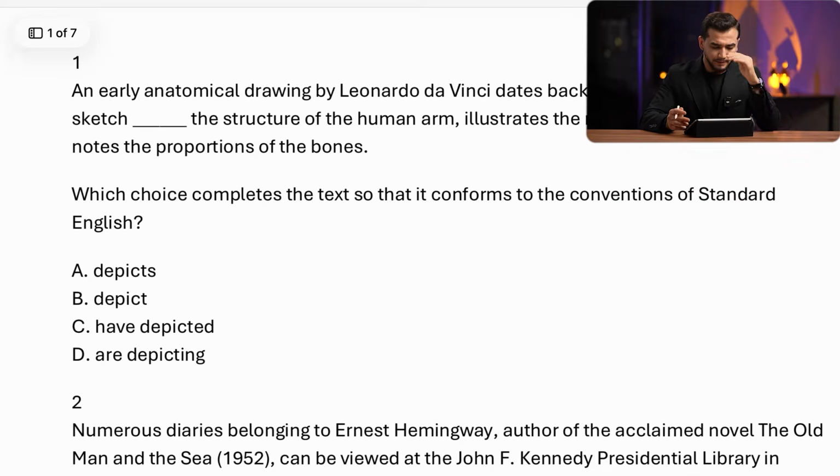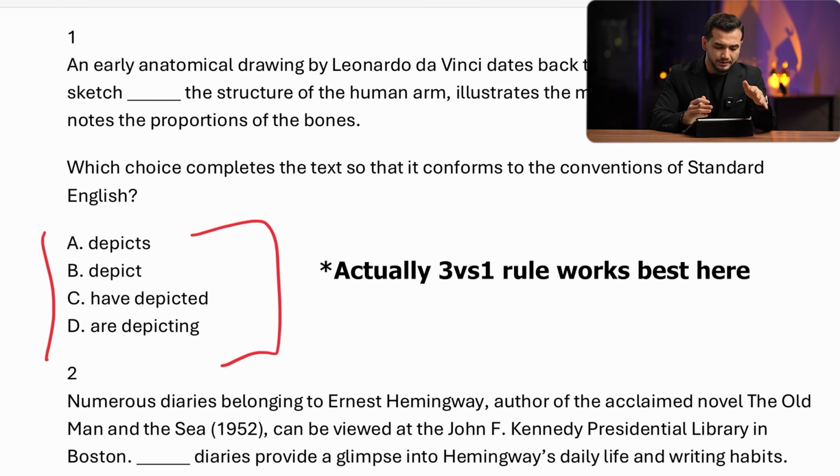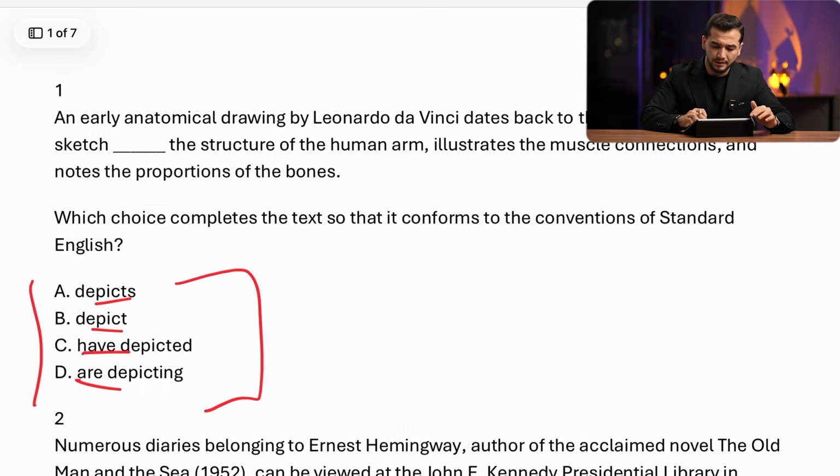Okay, so let's see in practice. Here, for example, in the very first question, we have options, right? And from the options I can say that obviously that's a question of tenses, because in almost every option we have different tenses: depicts, depict, have depicted, are depicting. So when it comes to tense, guys, you just have to be careful with the tense. Are you talking about facts, or a one-time situation, or something that's gonna happen in the future? So you start with the text.